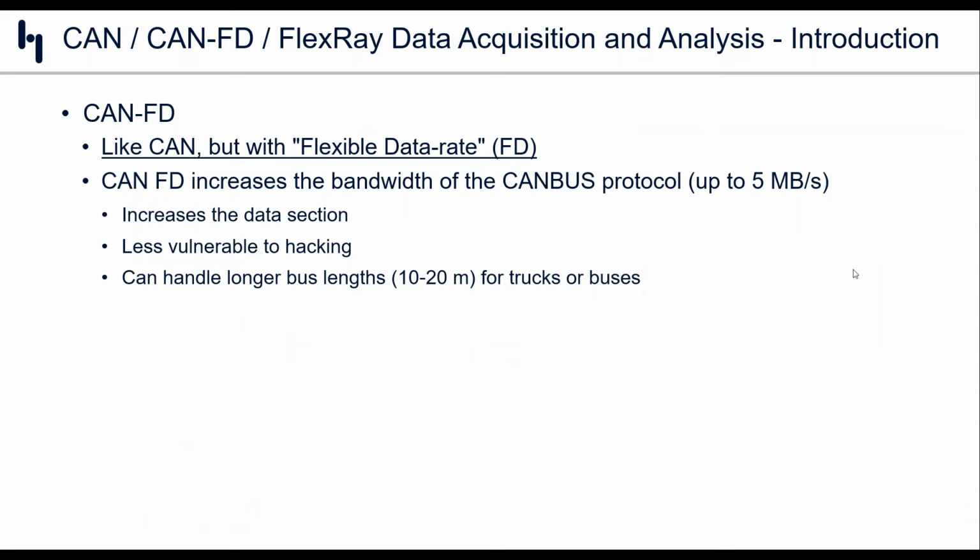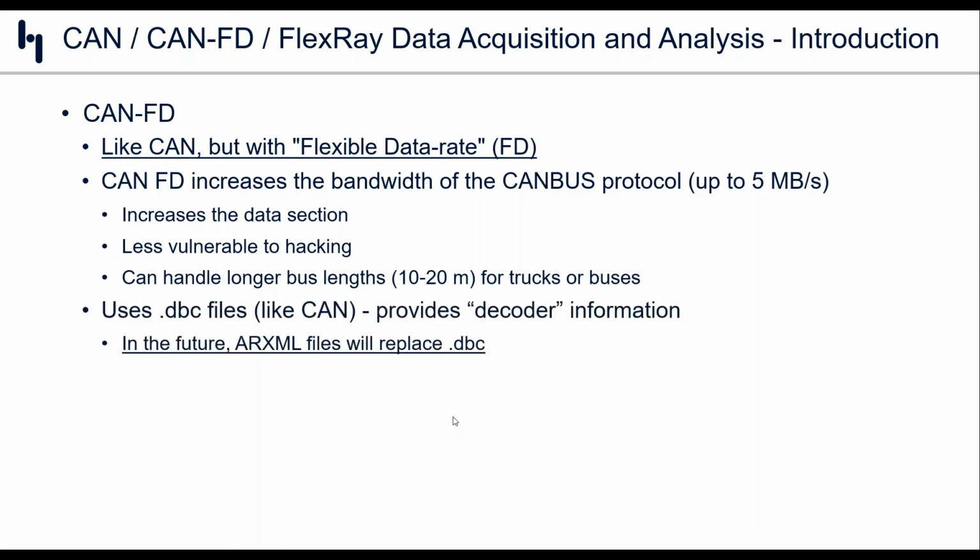So CAN-FD is very similar to CAN, but it has a flexible data rate. The CAN-FD increases the bandwidth of the CAN bus protocol up to 5 megabits per second and increases the data section. It's also less vulnerable to hacking and also can handle longer bus lengths, 10 to 20 meters, for those possible uses in trucks and buses. It does use DBC files like CAN and provides decoder information. And so in the future, ARXML files will replace DBC files.